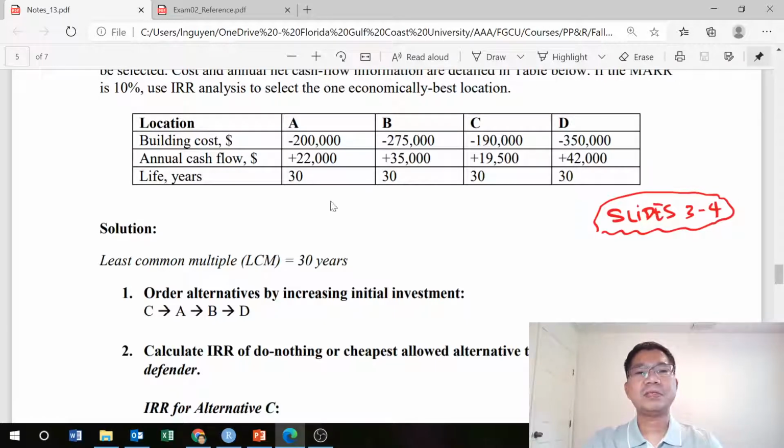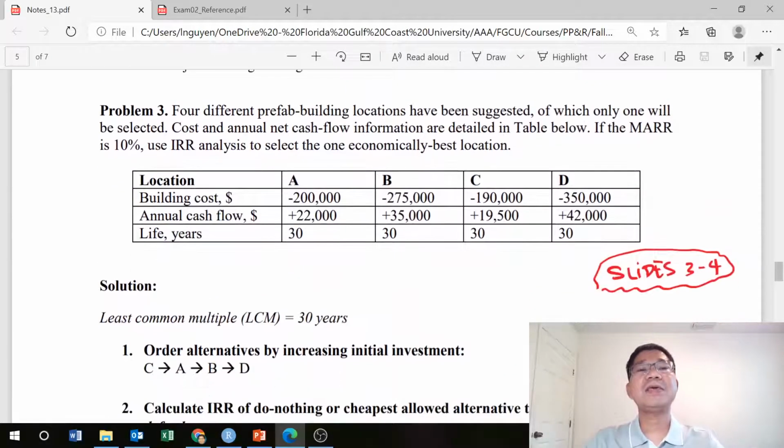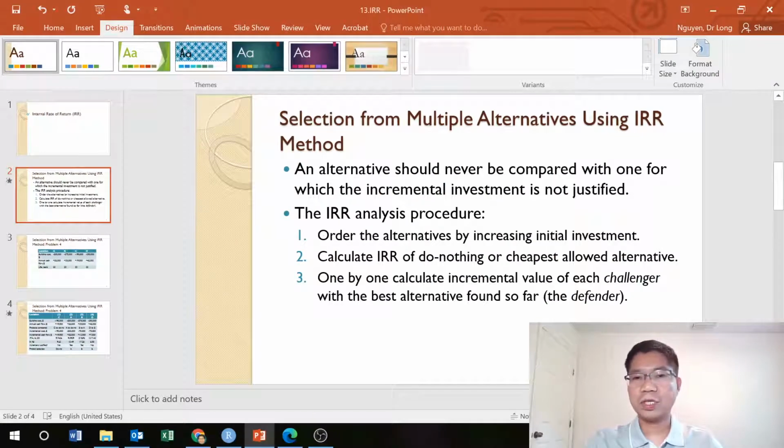Life is 30 years, so they have the same number of years, which is good. We don't have to use the least common multiple to find a common number of years. Here, it's 30 years, the same. And yes, apply the challenger-defender concept with the incremental investment. In problem 2, we used the first step only, one by one comparison. Now we apply the 3 steps of the IRR analysis, which is shown here.